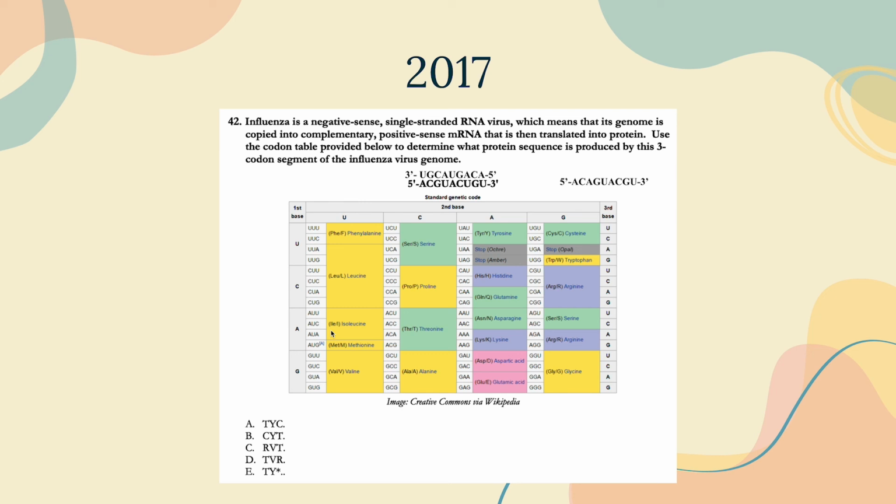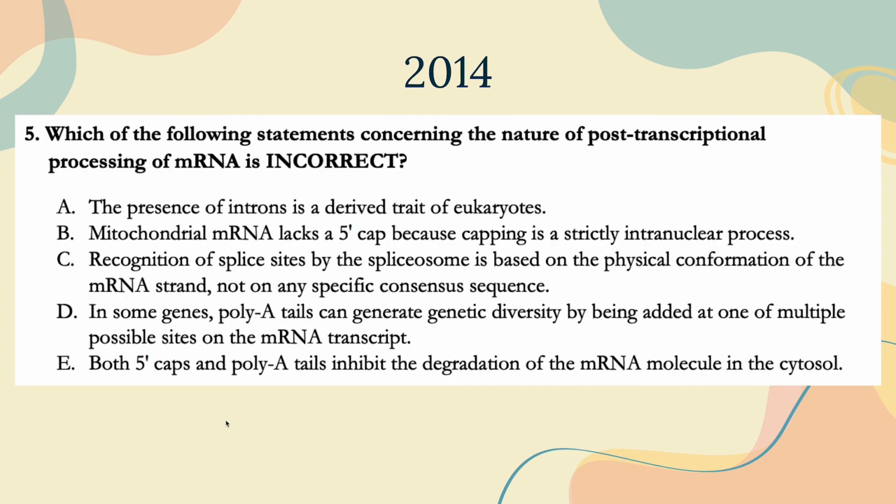So let's see what ACA gives us. First base is A, second base is C, and third is A. So that gives us threonine. So we know right away it's A, D, or E. I'm not really sure what this asterisk is, but I'm pretty sure we can narrow it far enough. So next is GUA, valine. So now we know that it has to be D, but let's look at the last one just to be sure. C, G, and U gives us arginine, so we know it must be D.